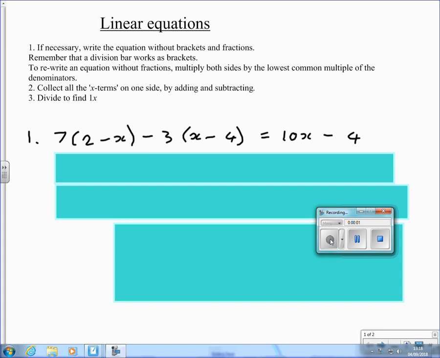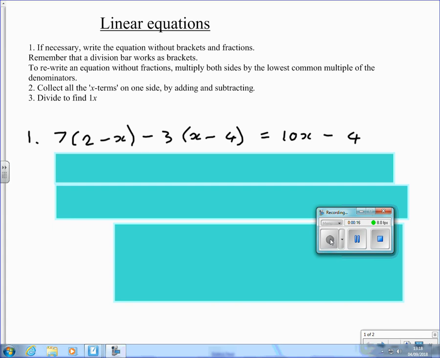These are the steps for solving linear equations. That's equations where you have an x, but you don't have an x squared or a 1 over x, just x's and numbers. So first, the equation has to be written without brackets and fractions.